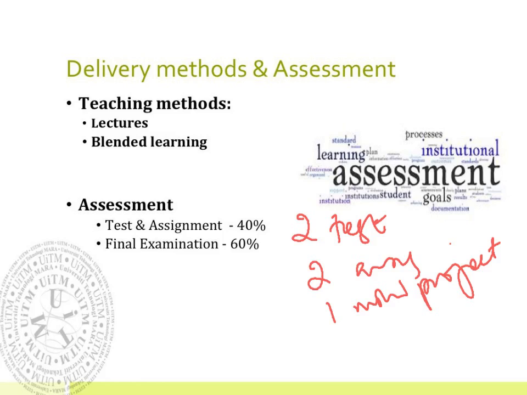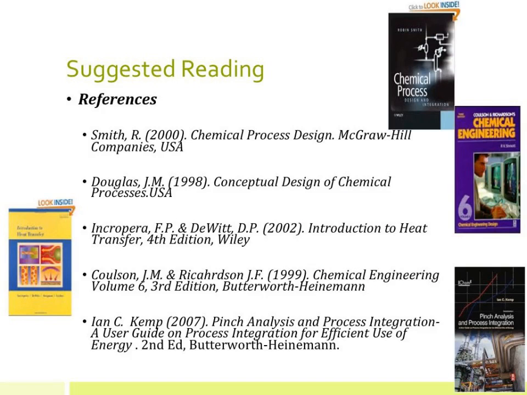Most of the time. Okay, so this is the suggested reading. This is the one that I mentioned about, the Robin Smith book, Chemical Process Design and Integration. He was my dean at that time. Okay, and you can also refer to Chemical Engineering Volume 6. That's normal. The one that I like to use is this one here.